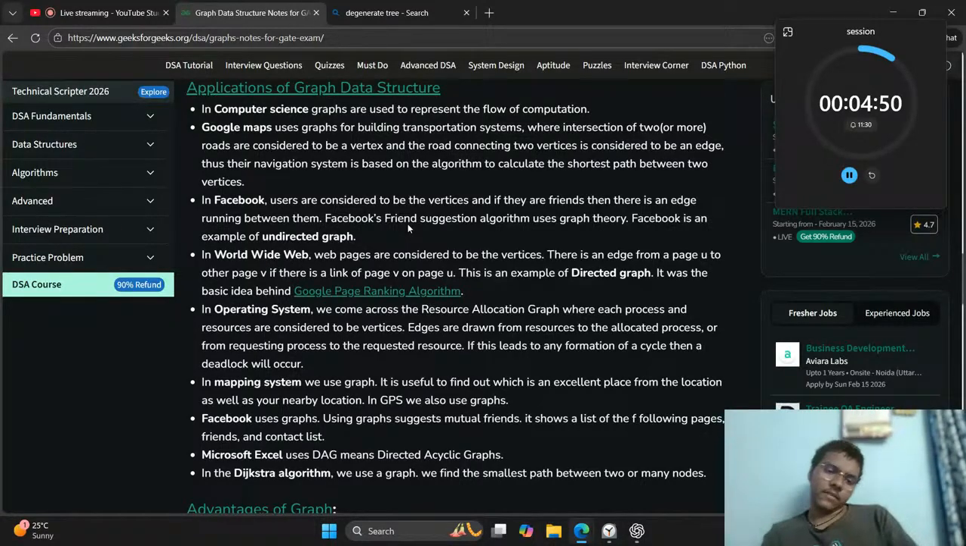In operating systems, we come across the resource allocation graph, where each process and resource is considered a vertex. Each edge runs from a resource to the allocated process, or from a requesting process to the requested resource. If this leads to the formation of a cycle, then a deadlock will occur. Banker's algorithm, deadlock, and all of these things.